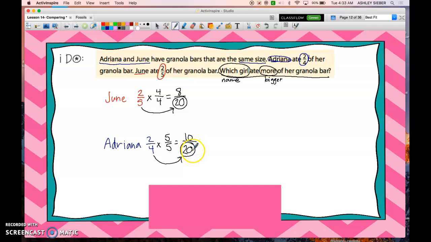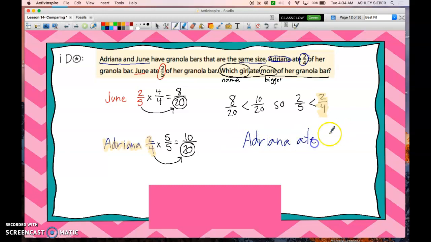8/20 is smaller than 10/20. So I can say 8/20 is less than 10/20. So 2/5 is less than 2/4, because 8/20 is the same as 2/5 and 10/20 is the same as 2/4. If this one is smaller than this one, then 2/5 is smaller than 2/4. But I'm looking for the bigger fraction. I know that 2/4 is my bigger fraction, and Adriana ate 2/4. So my answer to this question, which girl ate more? Adriana ate more.